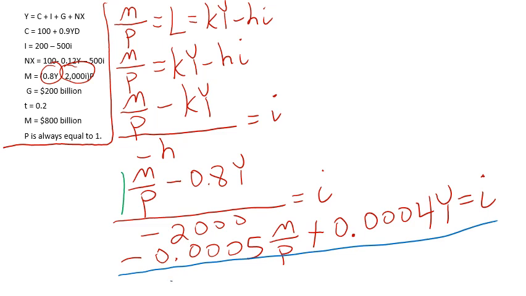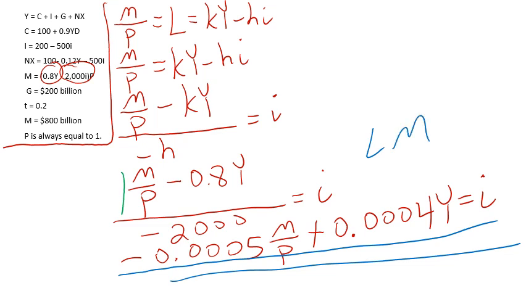Okay, so this equation in blue represents the equation of the money market, and also the equation of the LM curve, because the LM curve, once again, is the summary of the money market. All right, so let me put this down here. Simultaneously, it's the equation of the LM curve and also of the money market.